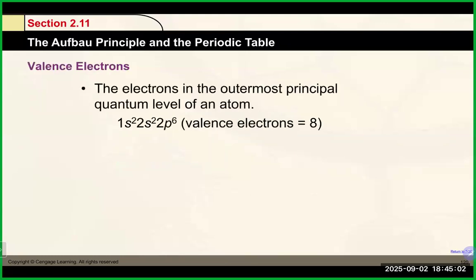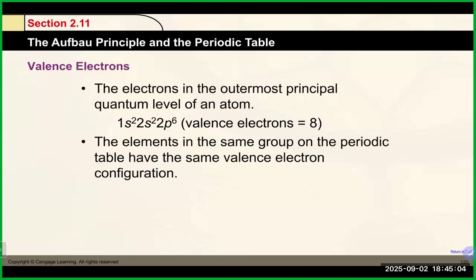All right, so let's talk a little bit about valence electrons. Valence electrons are the electrons in the outermost energy level. And you can find the valence electrons a couple of ways. You can find it by writing the electron configuration. So we go 1s2, 2s2, 2p6. That is our friend neon, which is 10 if you count up the top.